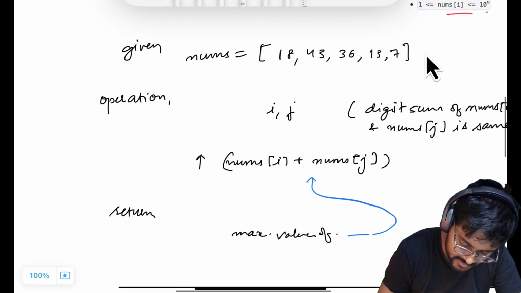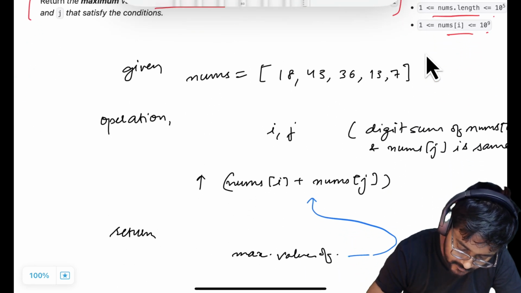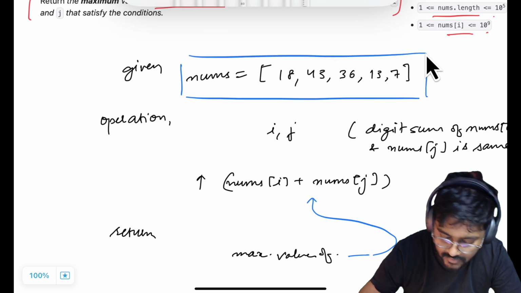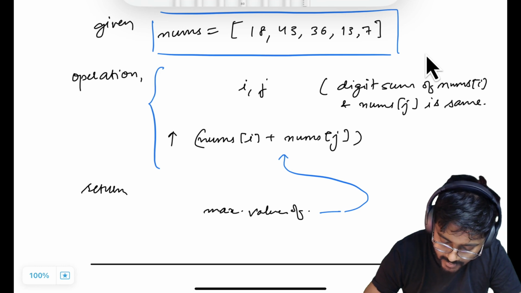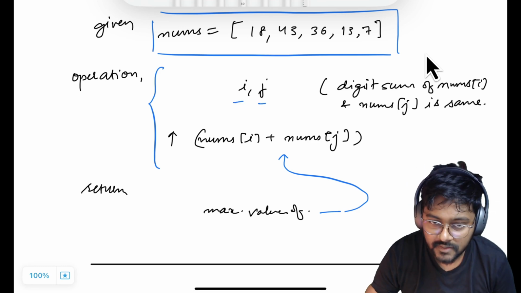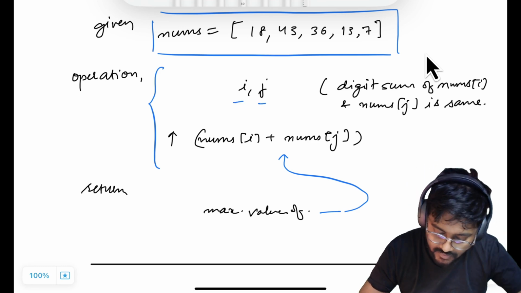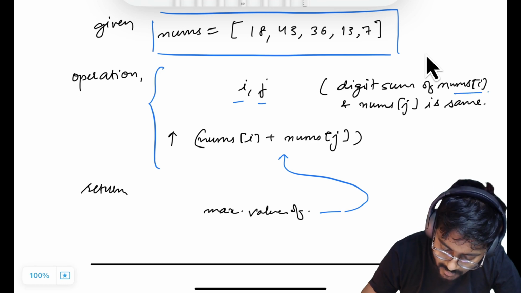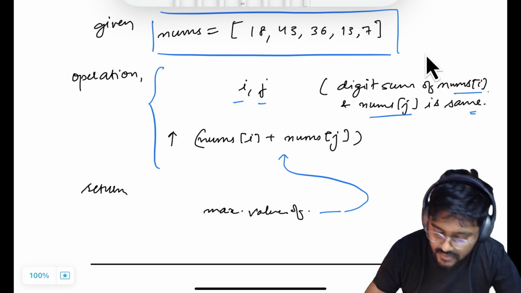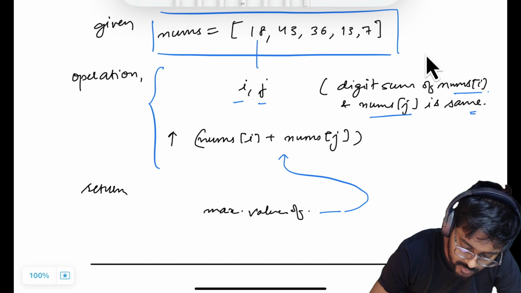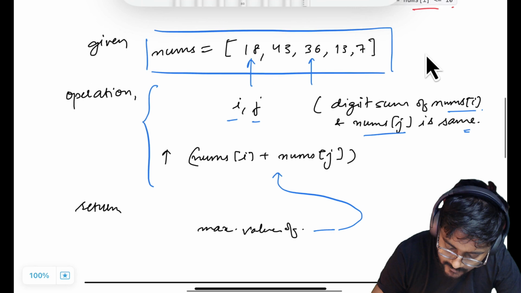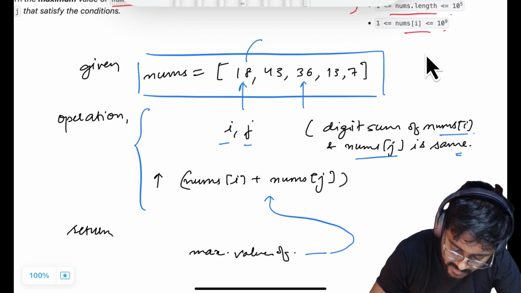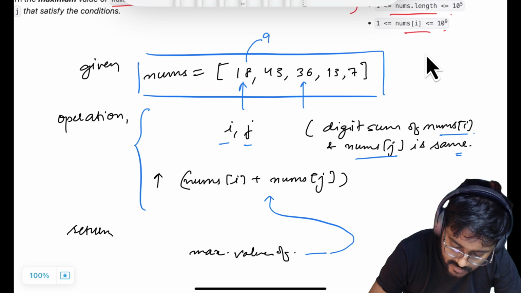Okay, let's see. Given is an integer array where all the integers are positive. What operation do I have to do? I have to choose two indices i and j which are not the same such that the digit sum of nums[i] and nums[j] is the same. Let's say I choose these two indices. What are the sums of the digits? For 18, the sum of the digits is 1 plus 8, which is 9. For 36, the sum of the digits is 3 plus 6, which is also 9.